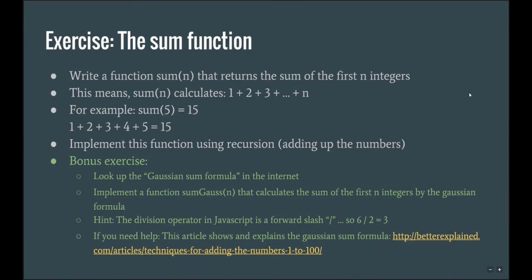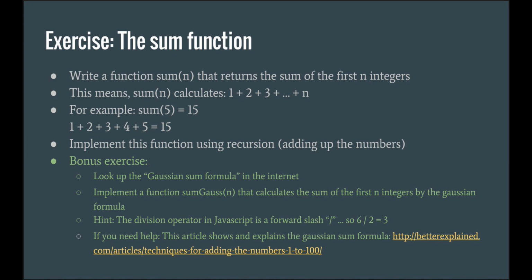Alright, last but not least, I've prepared an exercise for you. You can do it if you want. Write a function sum of n that returns the sum of the first n integers. So sum of 5 should return 15, because 1 plus 2 plus 3 plus 4 plus 5 is 15. Use recursion to solve this problem, and as it is very similar to what we did with the factorial, I'm sure you can do it without too much effort.